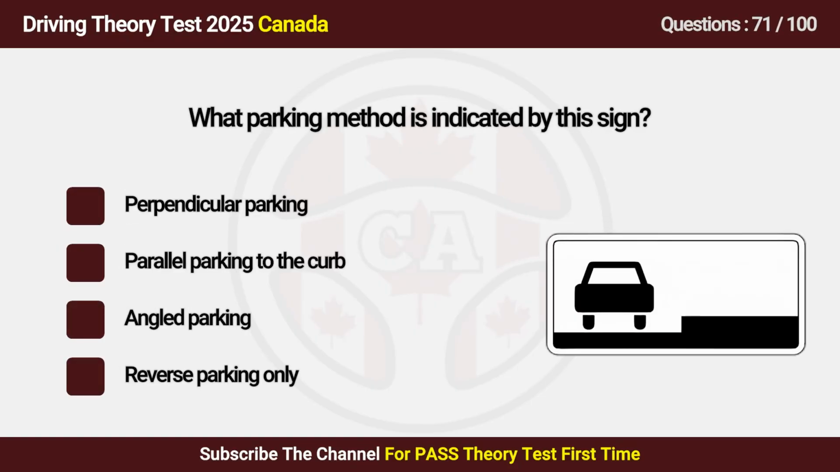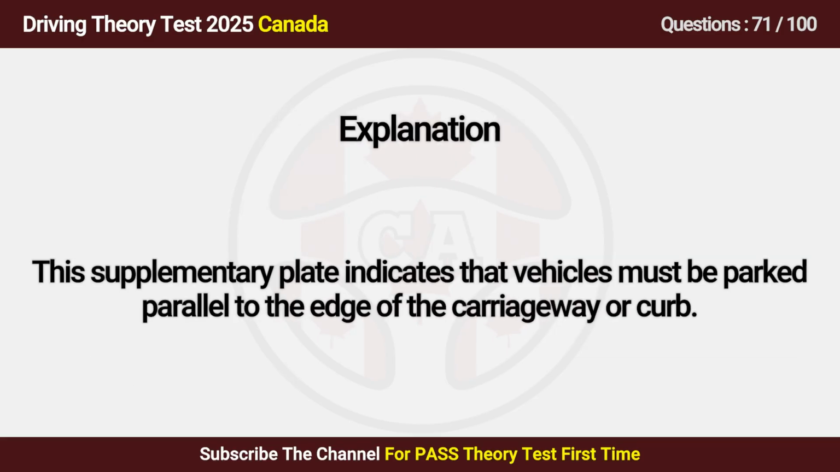Question 71. What parking method is indicated by this sign? A. Perpendicular parking. B. Parallel parking to the curb. C. Angled parking. D. Reverse parking only. Answer is B. Parallel parking to the curb. This supplementary plate indicates that vehicles must be parked parallel to the edge of the carriageway or curb.